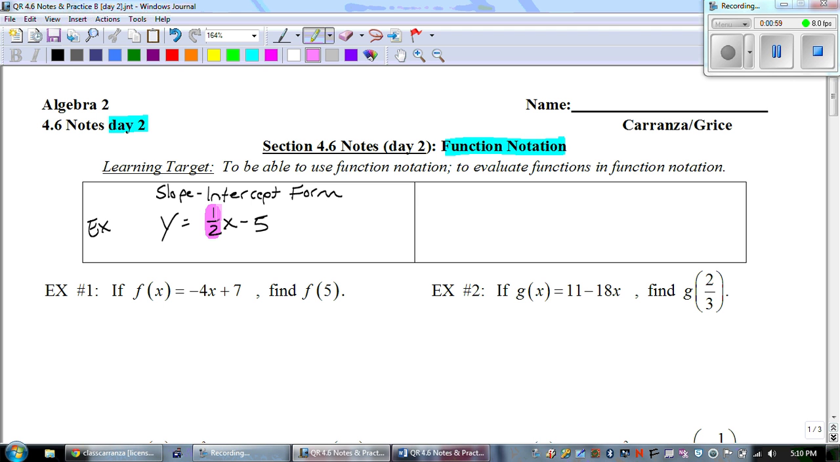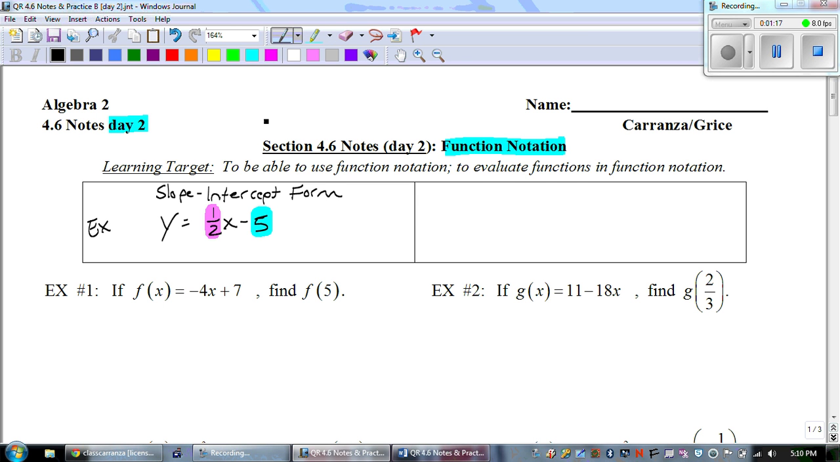Where the 1/2 is our slope, the m, it's our movement. It tells us the direction, what to do. The -5, that's the y-intercept. It tells us where to begin our graph.